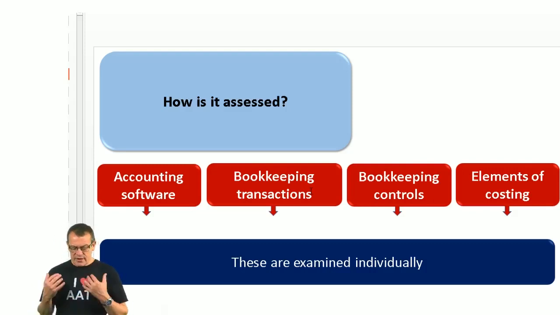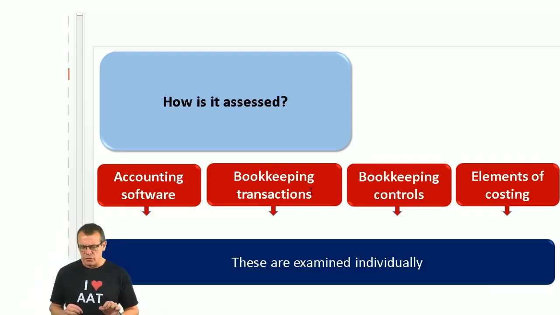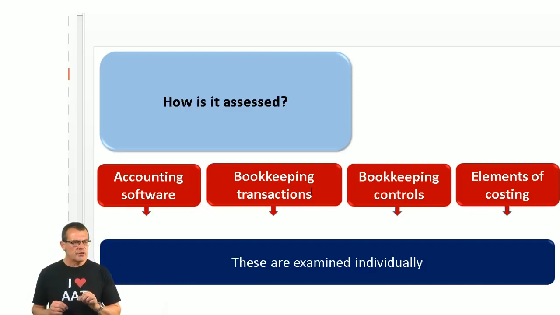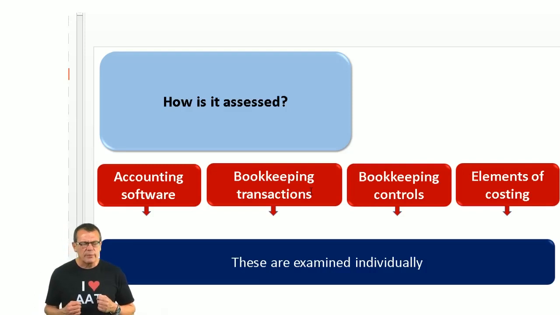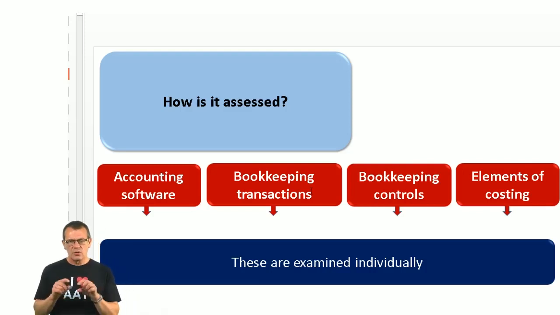So how is this assessed? Okay. Now the units that you can see in front of you are examined individually. So the accounting software is individual, the bookkeeping transactions is individual, the bookkeeping controls is individual, and the elements of costing is individual. So all those units are examined independently. They have their own exam papers.